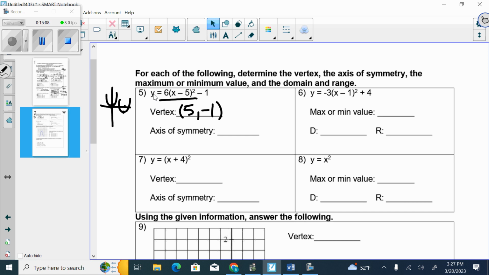Okay, so remember the way we determine if it opens up like these U's or if it is flipped upside down is if it has a negative in front, right? Is our number in front positive or negative? Positive. So it looks like this, right? So is my vertex a maximum or a minimum when it looks like this? A minimum. Very good. So this one is a minimum. And then it asks for the axis of symmetry. Well, just like Josh said earlier, axis of symmetry is always x equals a number, right? What was our x? Good.